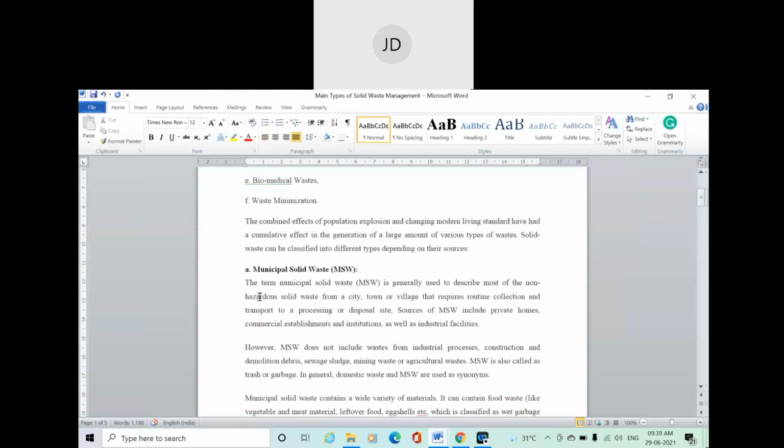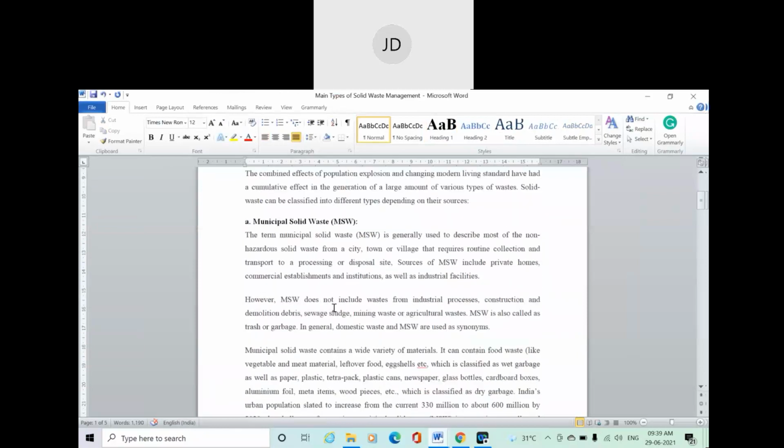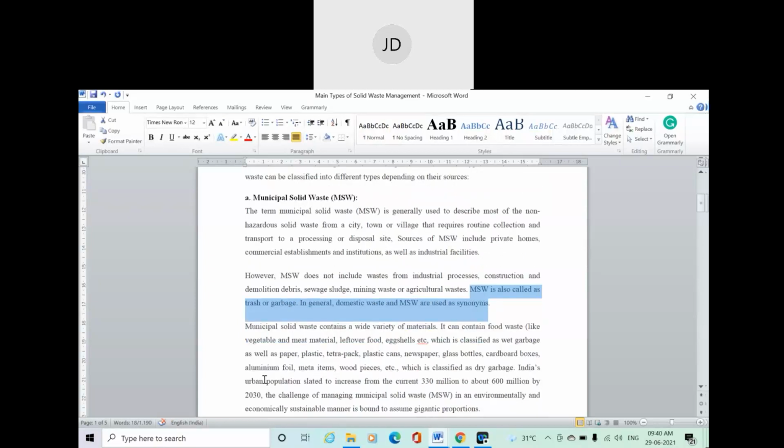To the different types of solid waste. We have discussed municipal solid waste. However, municipal solid waste does not include waste from industrial processes, or even construction or demolition debris, sewage sludge, mining waste, or agriculture waste. Municipal solid waste is also called trash or garbage. In general, domestic waste and municipal solid waste are synonyms. Okay, so these things are already discussed.